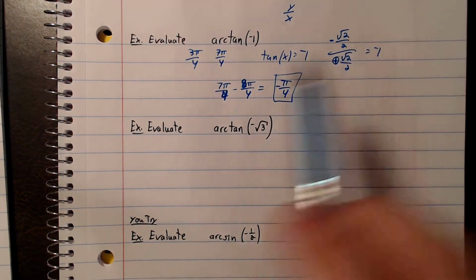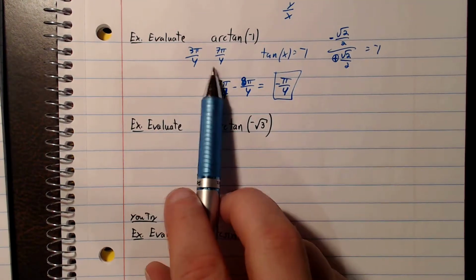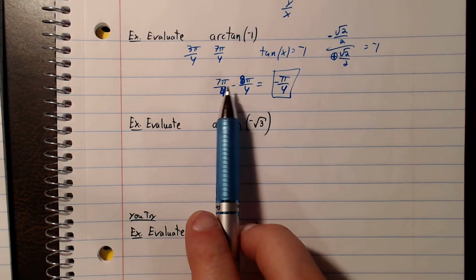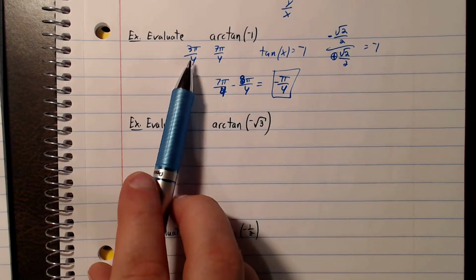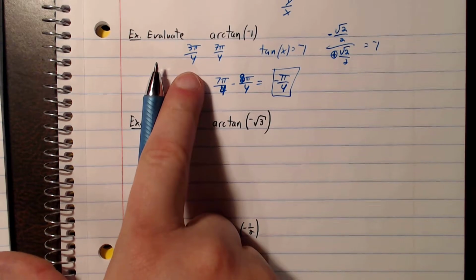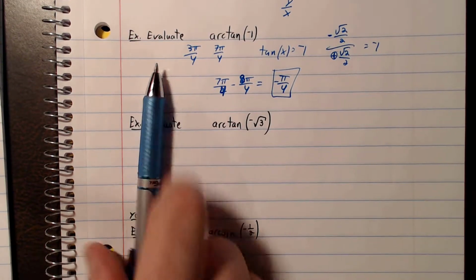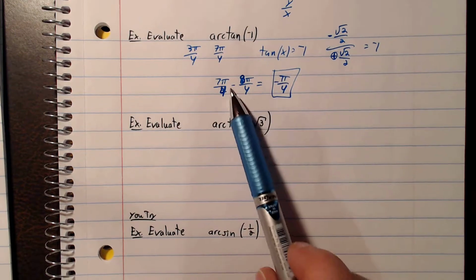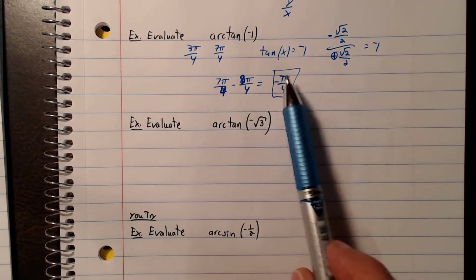So what did I do? Both our answers were outside of the range. We just subtracted 2 pi. It wouldn't have worked here. That would have made us too far. That would have given us -5 pi over 4, which is out of the range. So we had to work with this one, subtracted 2 pi, and now we're in the range.